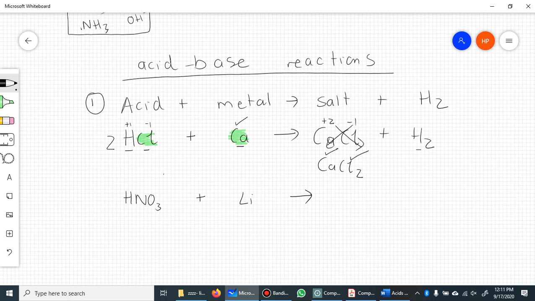Then your next one, nitric acid plus lithium. So your salt is going to be your metal and the negative part of your acid. So it's going to be lithium nitrate.